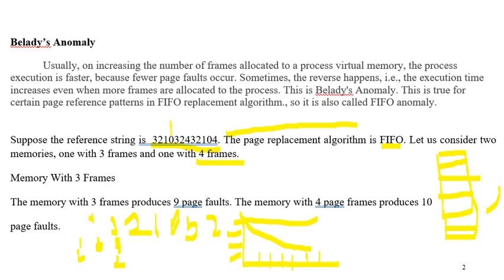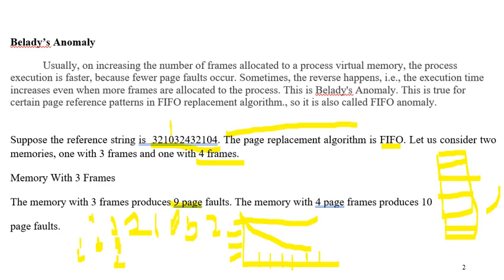Just try this with 3 frames and with 4 frames also. If you try with 3 frames, you'll get 9 page faults, and if you try with 4 frames, it produces 10 page faults. This occurs in first in first out page replacement, and sometimes it might occur in the random page replacement algorithm, and it might occur in the second chance algorithm also.